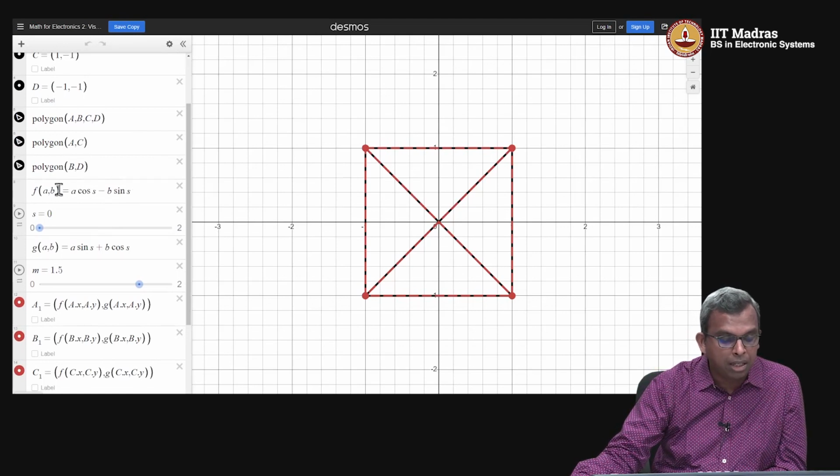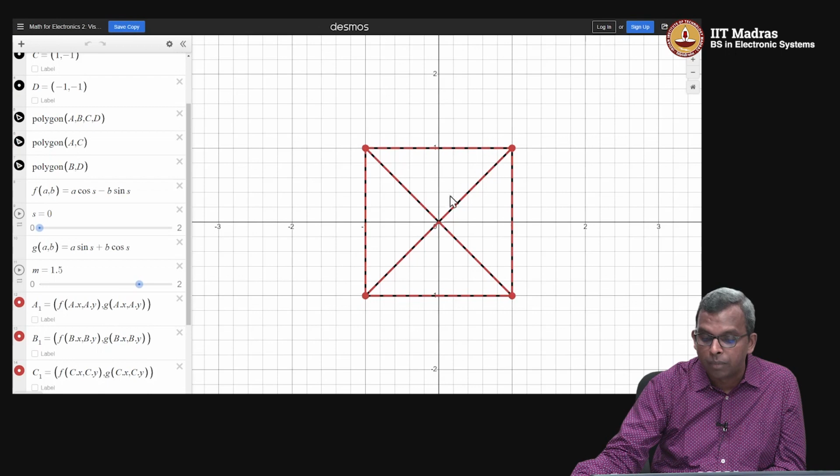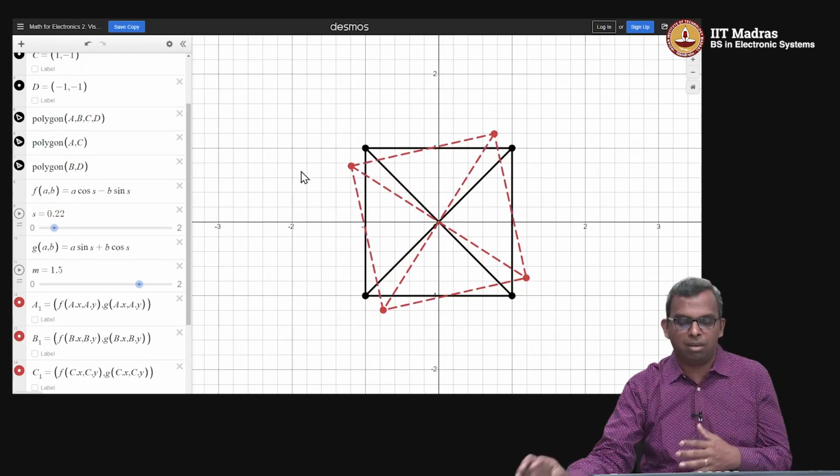So, this f of AB is the linear transformation cos s, minus sin s, cos s. Okay. So, this is the linear transformation. What I am doing here is I have this square here, right, and then I have the diagonal. I am going to show you what happens to the square and the diagonal when I apply this linear transformation, the rotation transformation. So, S is my angle of rotation. As I keep increasing the angle of rotation, notice what happens. This is something you can easily picture, right.